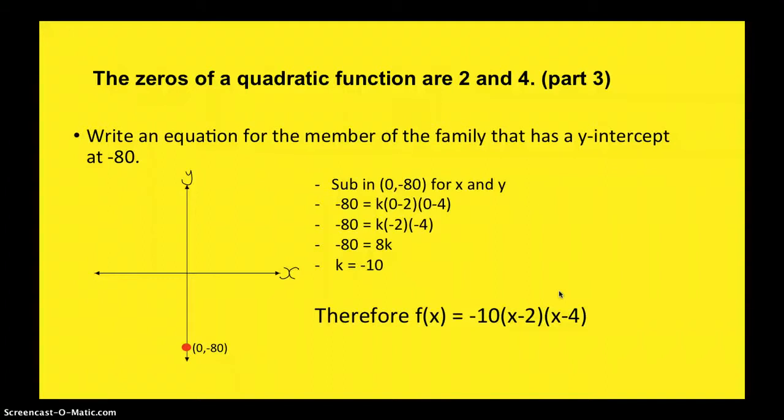Write an equation for the member of the family that has a y-intercept at negative 80. So you just have to find the point (0, negative 80) and you sub in the point for x and y. So negative 80 equals k(0 minus 2)(0 minus 4). Negative 80 equals k(negative 2)(negative 4). Negative 80 equals 8k. k equals negative 10. Therefore, the equation is f(x) equals negative 10(x minus 2)(x minus 4).